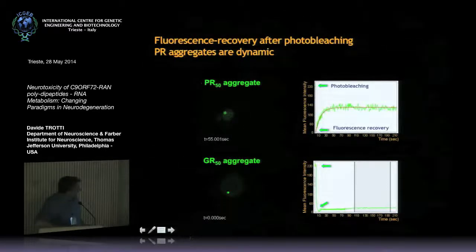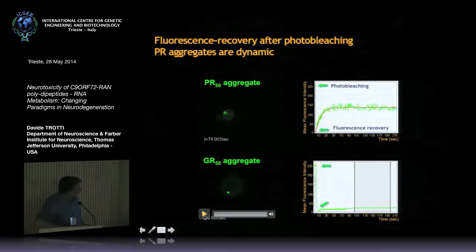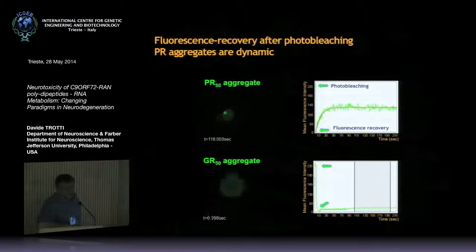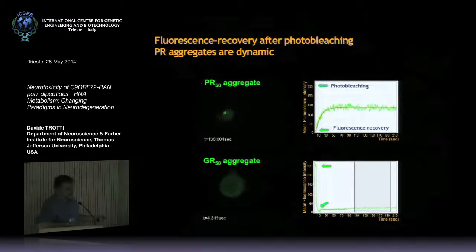This instead is a GA aggregate, which is not nuclear, it's cytosolic. And you can actually see it from this graph profile here. It does not come back. So it's a very different kind of aggregate.